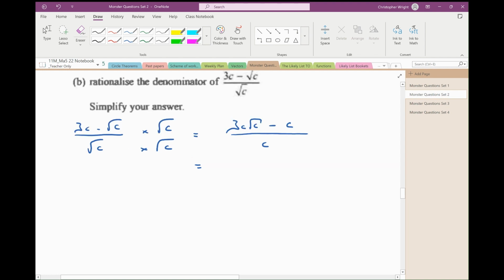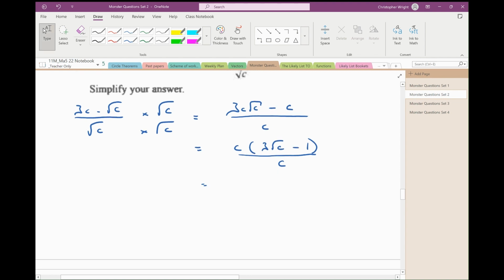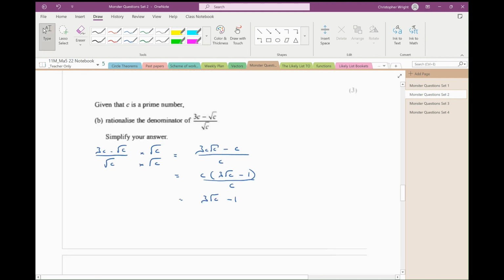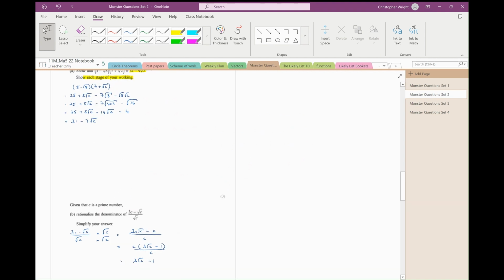Now, I can simplify the top, factorize it. C lots of 3 root C minus 1 all over C. So now I can easily see that I can divide top and bottom by C, giving me 3 root C minus 1. And that is the solution to part B.